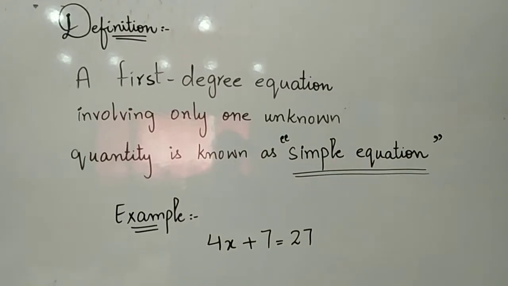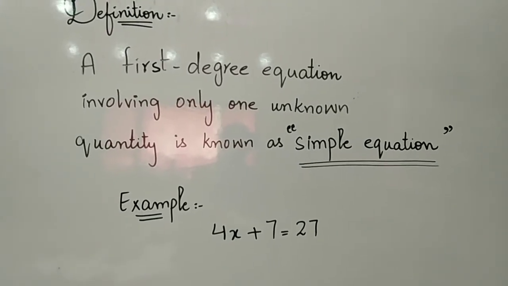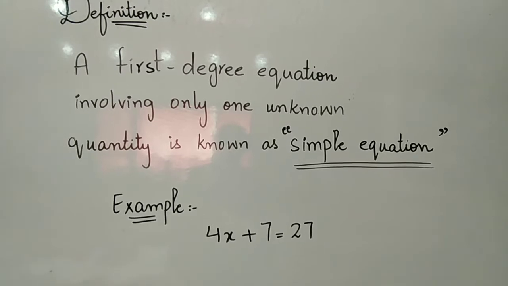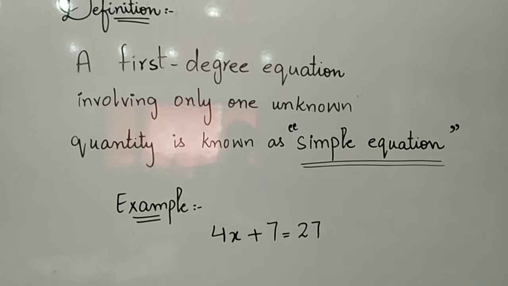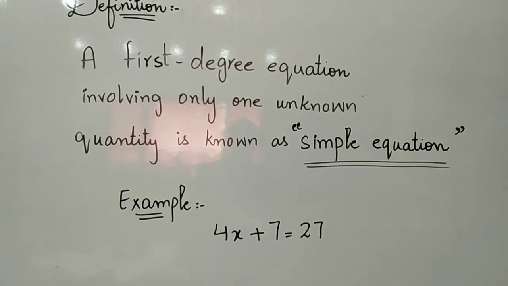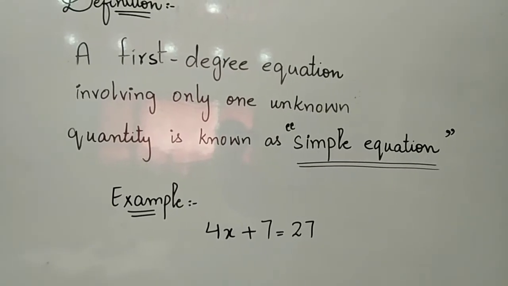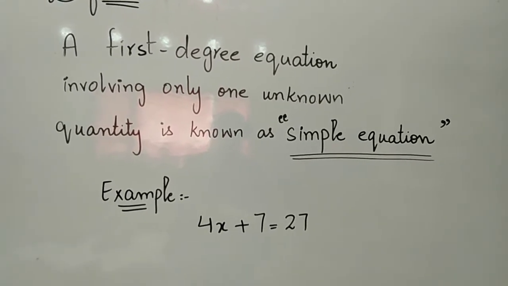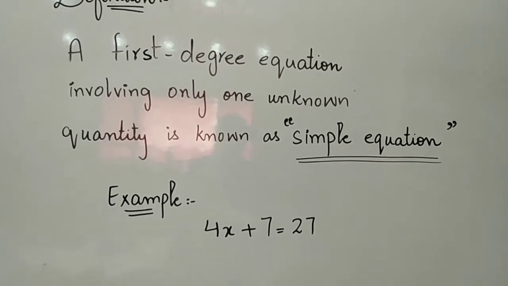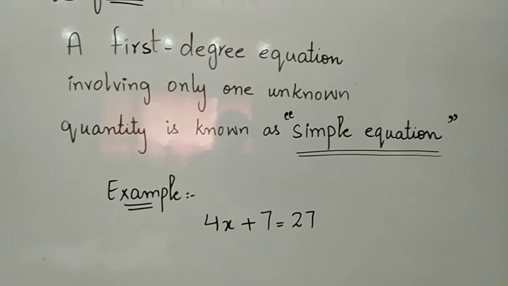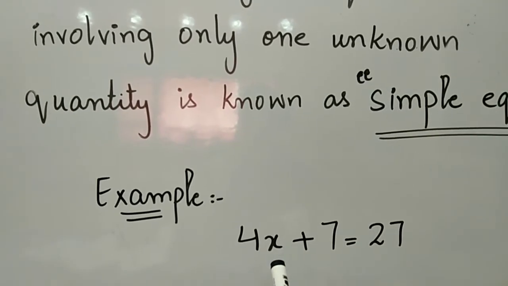Now students, our main topic is the simple equation. A first degree equation involving only one unknown quantity is known as a simple equation. That's simple. It means only one variable is included in the simple equation and its degree is also 1. A first degree equation means the degree of x, or y, or z will be 1. The variable may change, but only one unknown quantity is included in the simple equation.